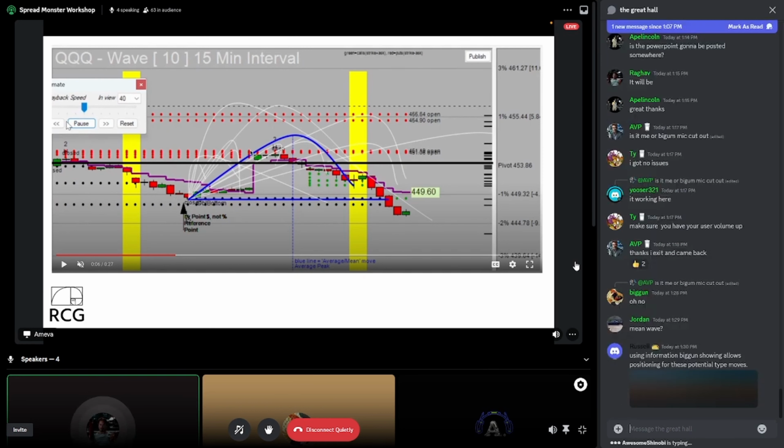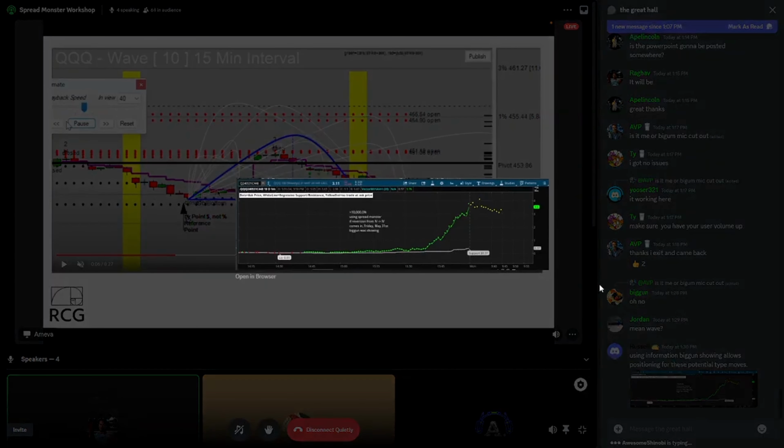Amiva, can you show it? No, on the left hand side. No, above the pivot, above the pivot. Yeah, just above the pivot.